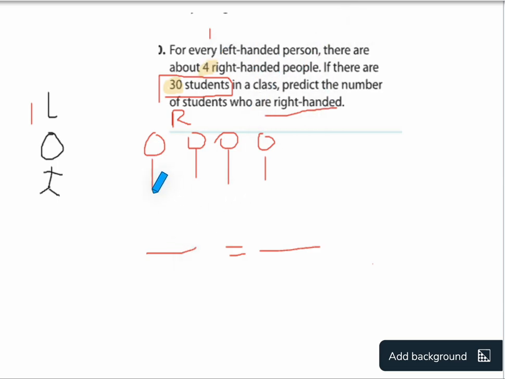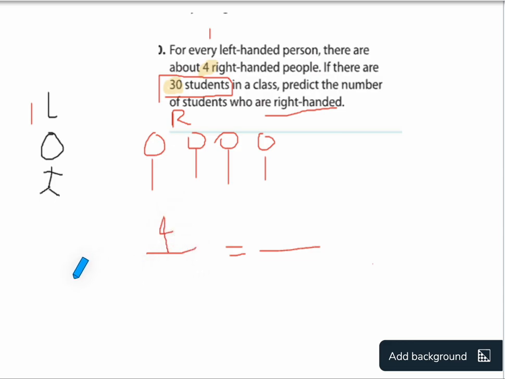What you're going to do is now you're going to put this number to represent what you need for the first fraction. Let's go to the question. It says, if there are 30 students in a class, predict the number of students who are right-handed. So you're going to look at the right-handed kids. How many are represented? It is 4. You would put that number down here.